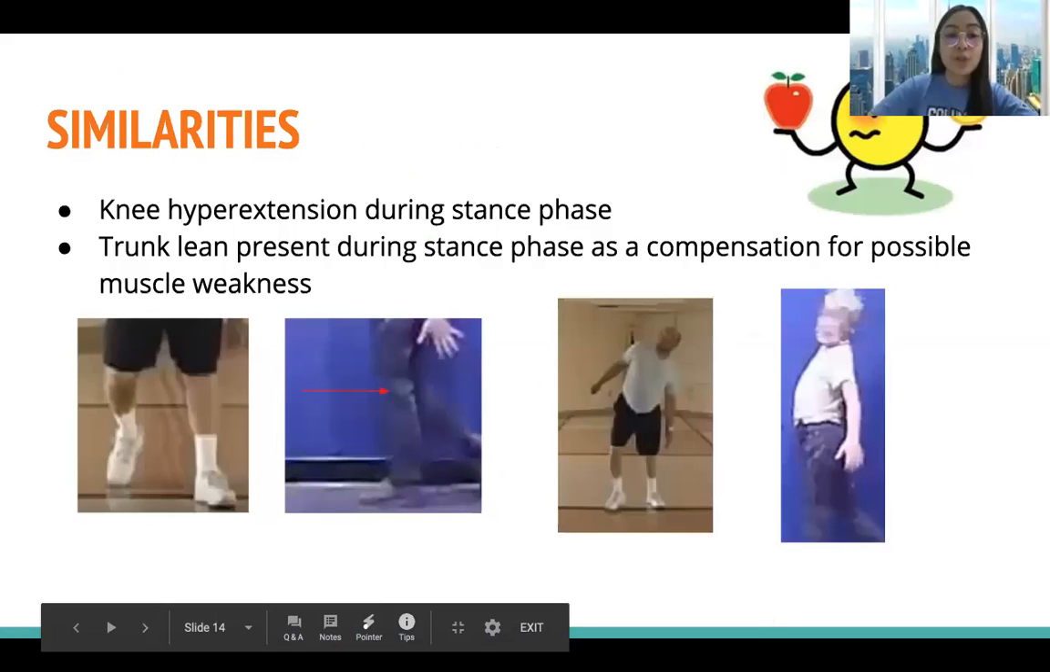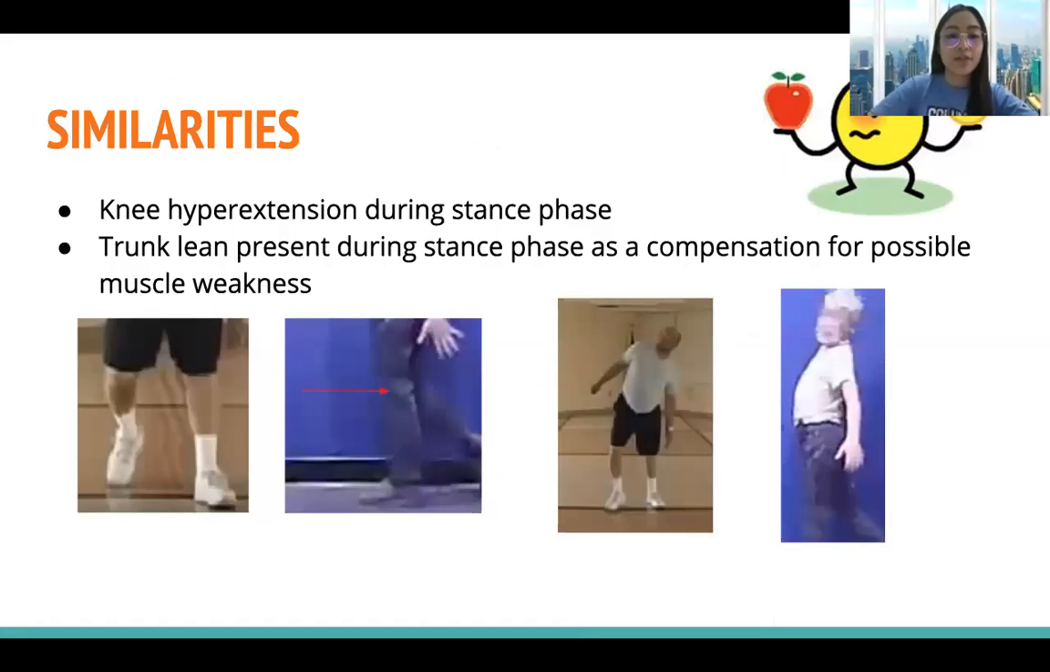So there were two major similarities depicted in the video. First, knee hyperextension was present for both subjects during the stance phase. This is captured by the pictures on the lower left side of the screen. Second, trunk lean was present during stance phase as a compensation for possible muscle weakness. This is captured by the pictures on the lower right side of the screen.